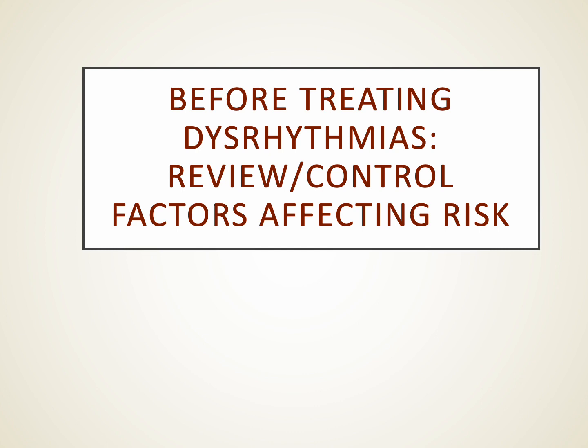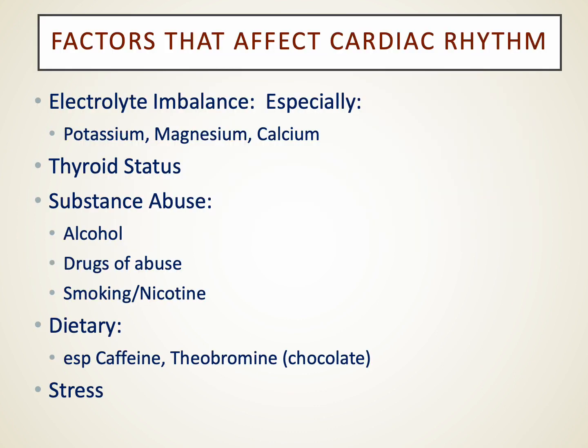All right, so before we look at how these drugs are used and what we're using for drug therapy, let's spend just a couple of minutes reviewing and controlling factors that affect dysrhythmias in patients. Before we add a drug to treat a dysrhythmia, we first look at the risk factors for causing dysrhythmias and address those first. So let's look at some factors that affect cardiac rhythm. We're always going to be concerned about electrolyte imbalance, particularly potassium, magnesium, and calcium. These three are critical in folks who have dysrhythmias.